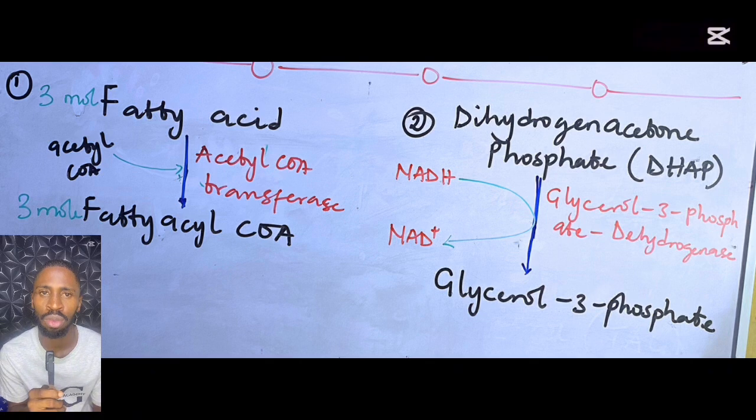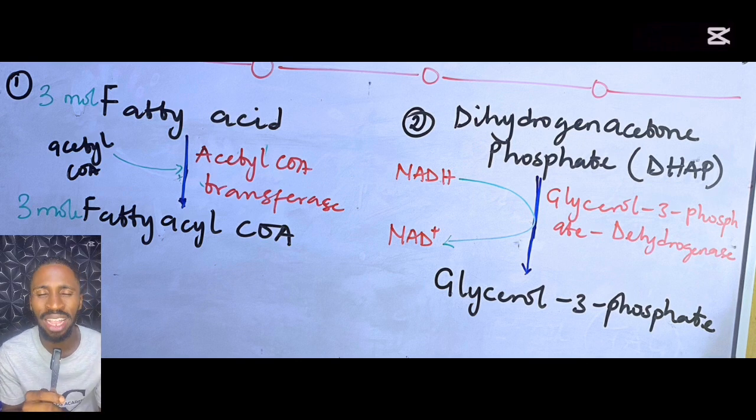Don't forget, dihydroxyacetone phosphate is reduced to what? Glycerol 3-phosphate by glycerol 3-phosphate dehydrogenase. And acetyl-CoA is being transferred to fatty acid by what? Acyl-CoA transferase. Don't forget.